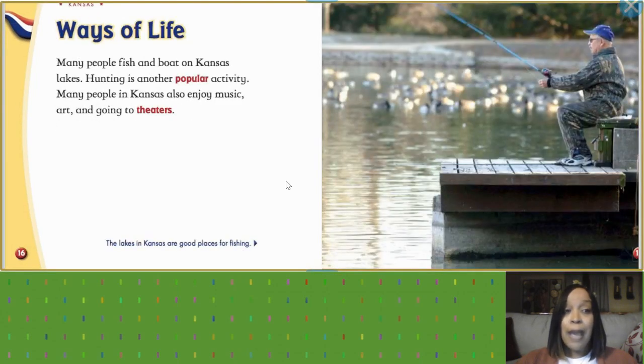Ways of life. Many people fish and boat on Kansas lakes. Hunting is another popular activity. Many people in Kansas also enjoy music, art, and going to theaters. The lakes in Kansas are good places for fishing.